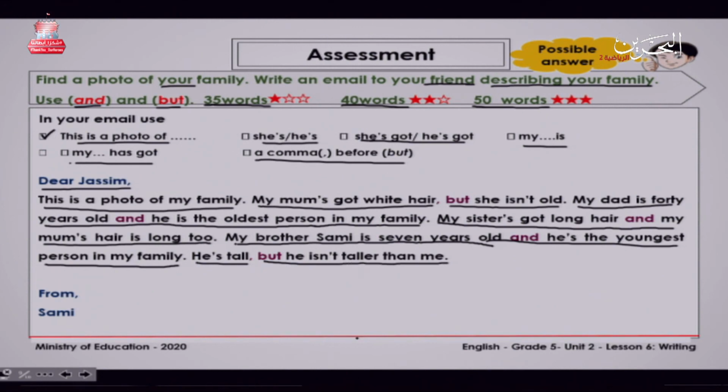And finally, what should you write down here? Remember, you can write from, comma, and your name. I hope you did well.